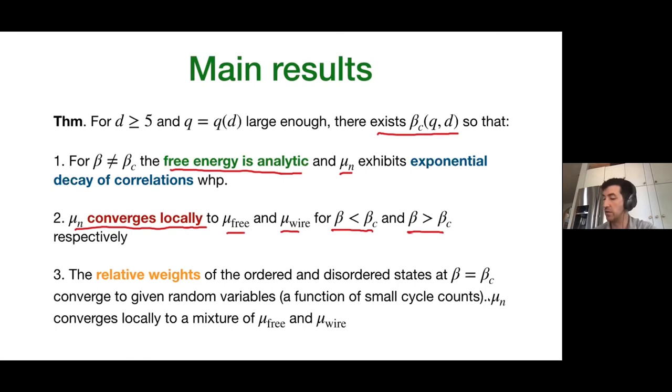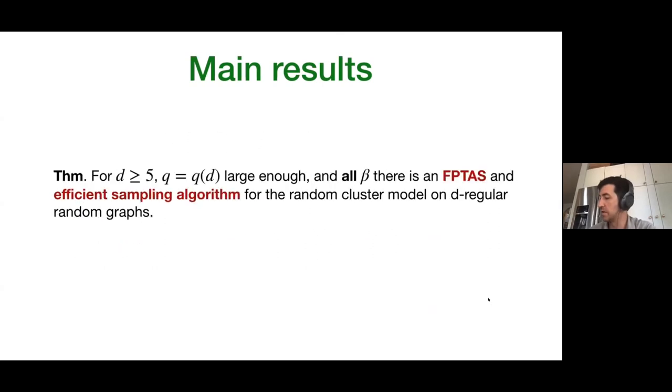At critical, we can actually determine precisely the distribution of the weights of the ordered and disordered states. So this is some random variable. Its mean is like 1/(Q+1) for the disordered. And maybe not surprisingly, it's some sum over independent Poissons with weights. So of course it has to do with the small cycle counts in the random graph. But those are the results.